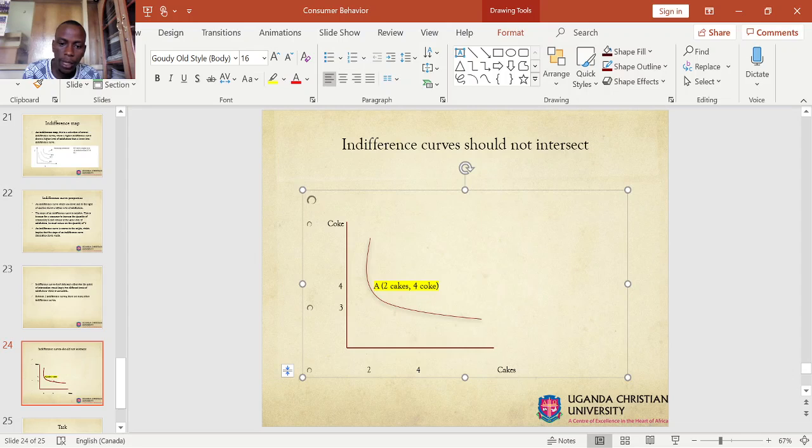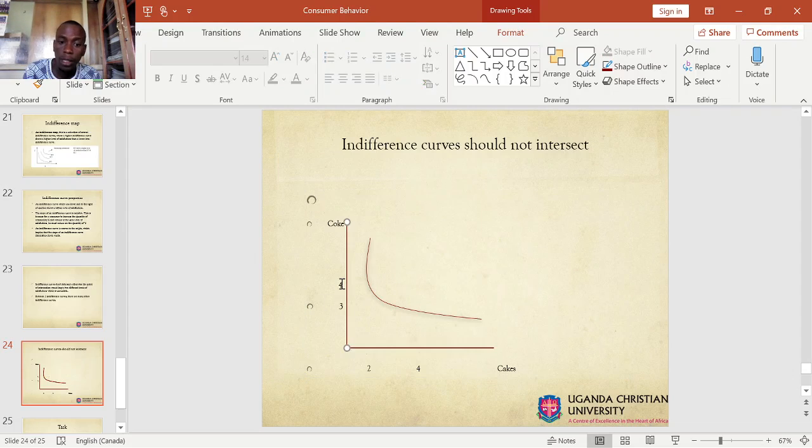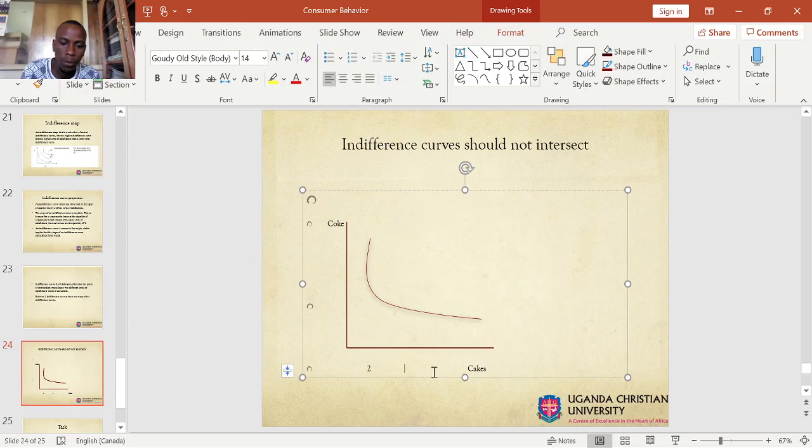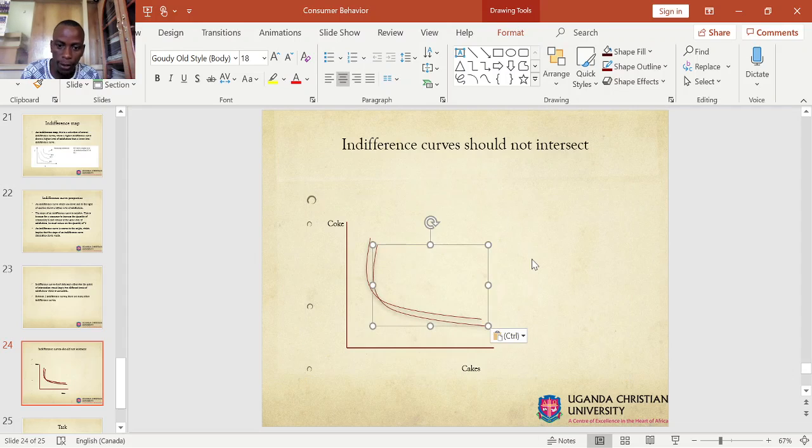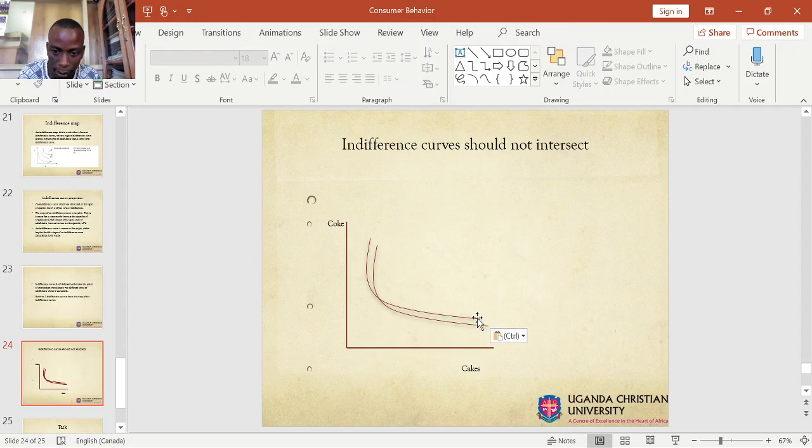We are going to explain why indifference curves shouldn't intersect. I want us to talk about indifference curves not intersecting. What happens if they intersect? Well, he's saying they shouldn't intersect. Could that be a problem if they intersect? Copy, paste. Alright, it has come properly.